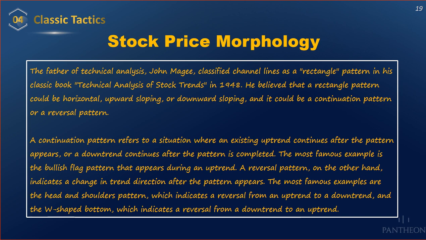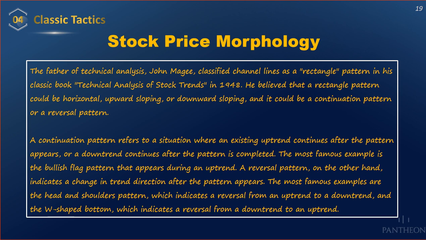They may represent a continuation pattern or reversal pattern. A continuation pattern refers to a trend continuing in the same direction after the pattern appears. For example, an ascending flag pattern appeared during an upward trend. A reversal pattern, on the other hand, indicates a trend reversal after a pattern appears.